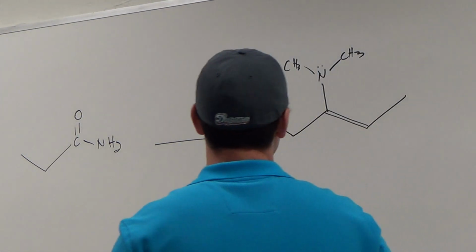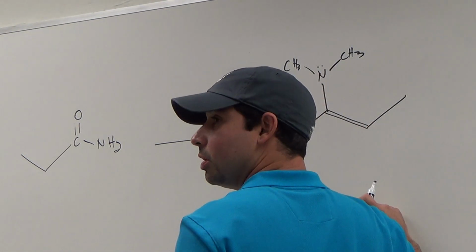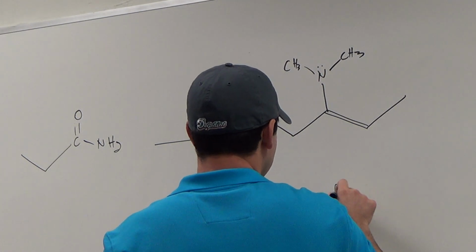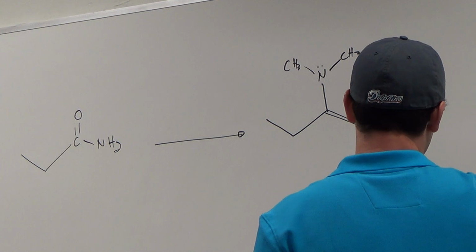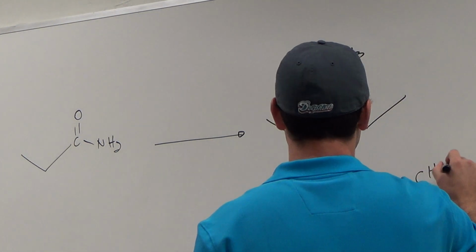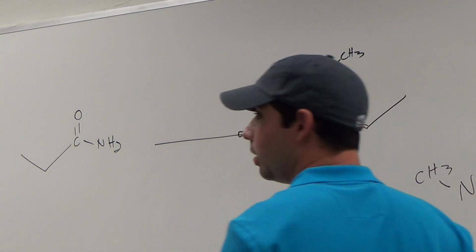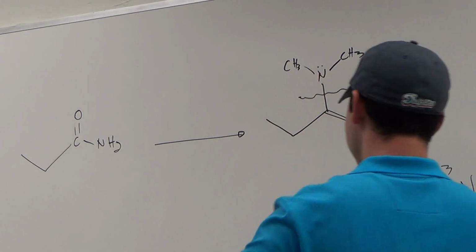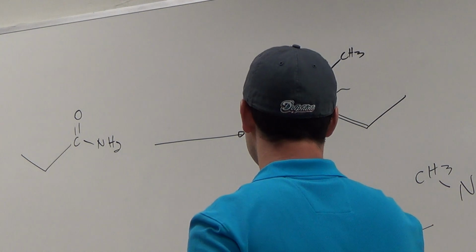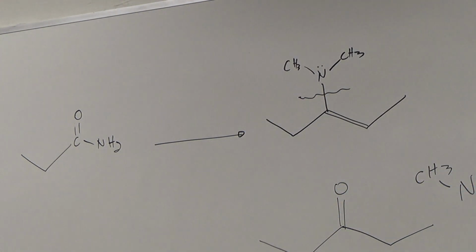All right. So where are we going to cut this? This is an enamine, yes? An enamine comes from some type of carbonyl with a secondary amine. The secondary amine is this secondary amine because I cut this here. And I put the carbon-oxygen double bond here, yes? That means that the rest of it has to look like that. Yes or no? It's a ketone, yes?